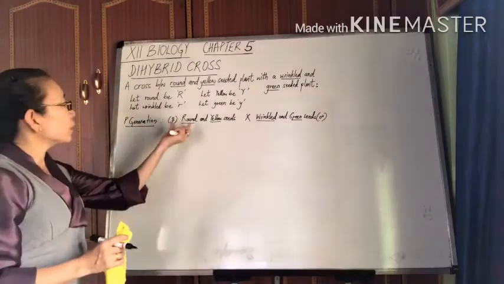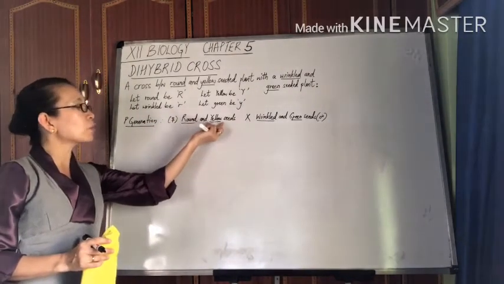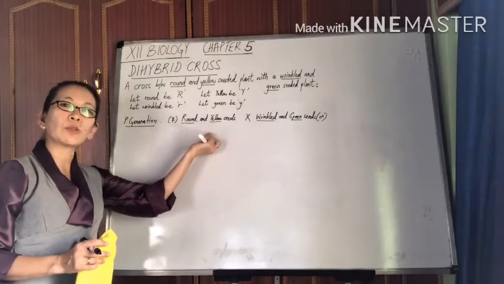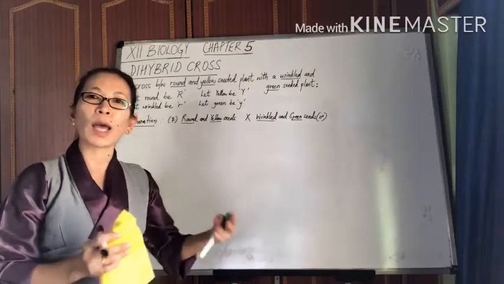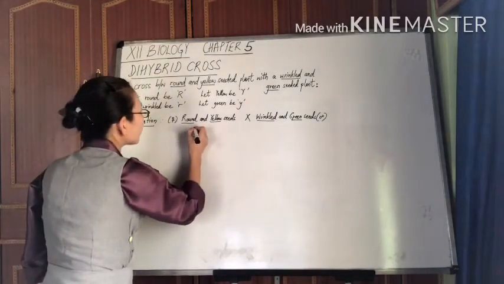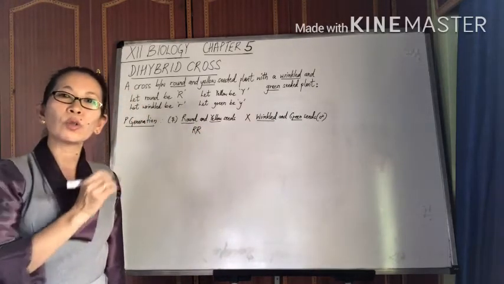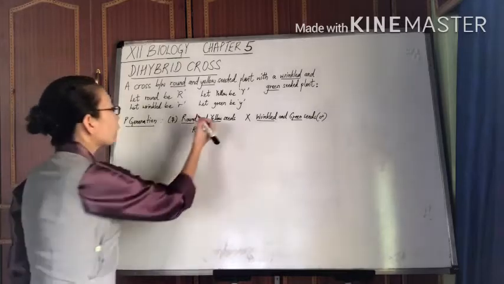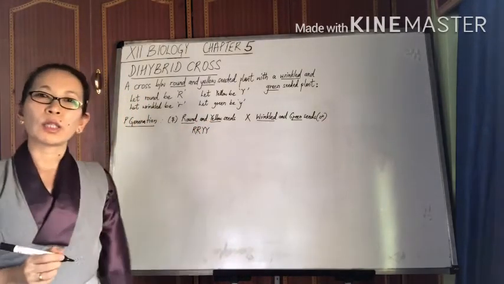Alright, so this trait should have two alleles, but they have to be identical, because the parents are true breeding round and yellow seeded plants. So I'm going to assign the genotype here as two capital R's to denote the round genotype and two capital Y's for the yellow genotype.